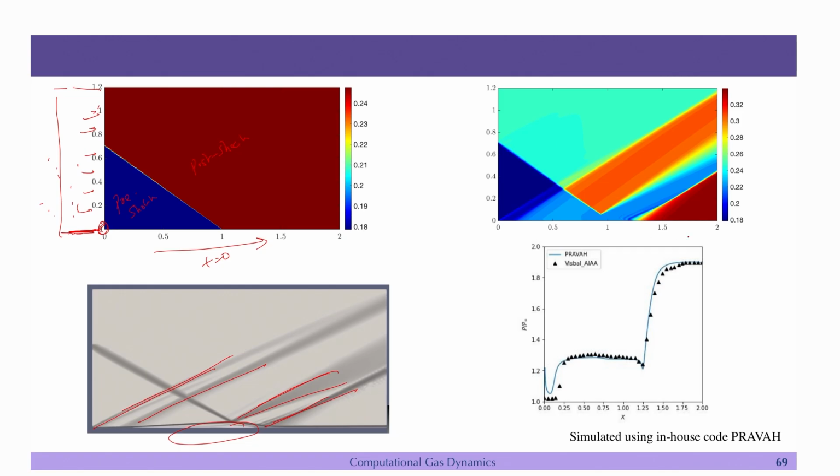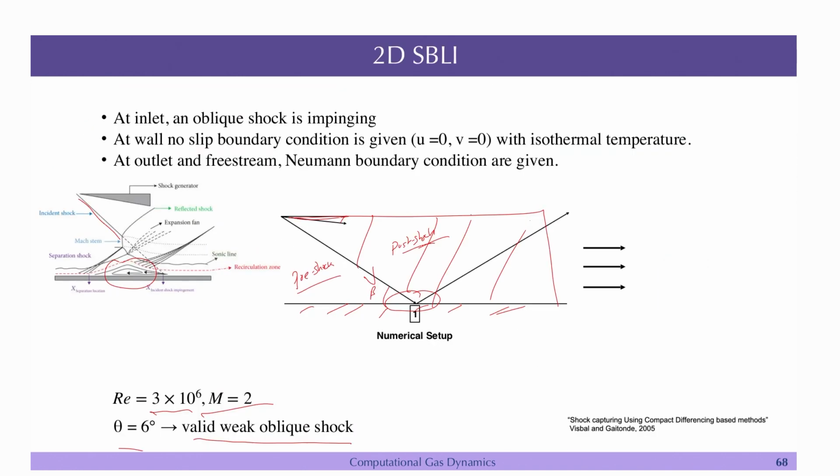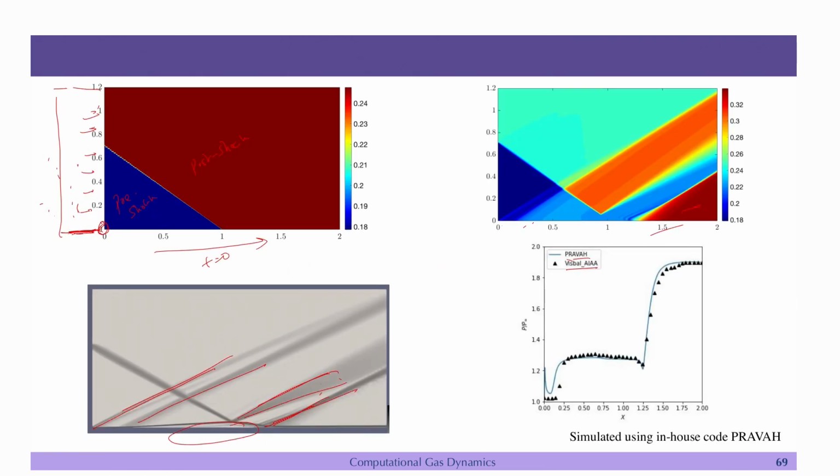And this is how, for example, the pressure will look. You can see that the pressure increases at shocks. So, wherever there is a shock there is an increase in pressure. Here you can see an increase in pressure, and because of this expansion there is a decrease in pressure. You can plot it along the wall, and I have compared it with the literature. The reference is given, and you can plot it and see the accuracy of the solver.